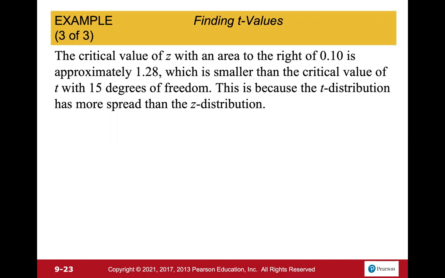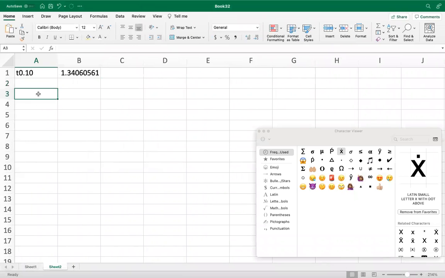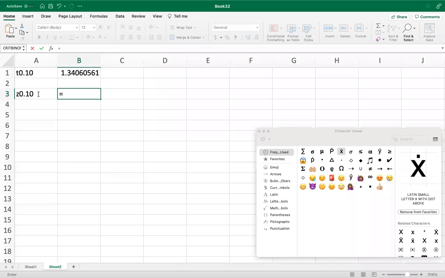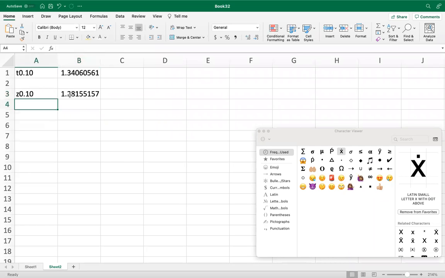So the critical value of z with an area to the right of 0.10 is approximately 1.28. Let's see if they're telling the truth. So z of 0.10 is equal to the normal inverse, because we have an area, probability 0.9, mean 0, standard deviation 1, because we're looking at the standard normal distribution. This is what we would have gotten if we had a z-score. So using the normal distribution versus the t-distribution, that's the difference between the two.